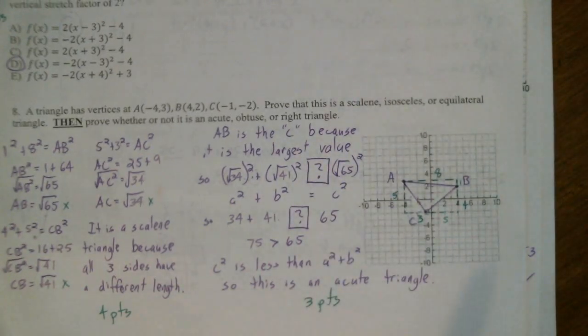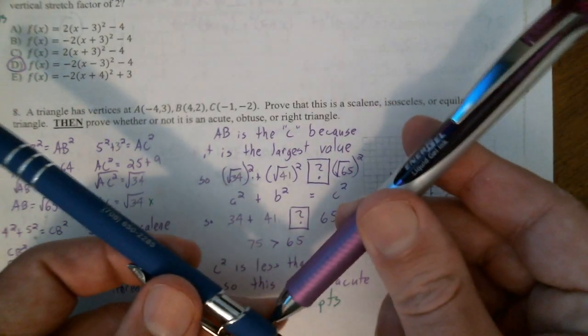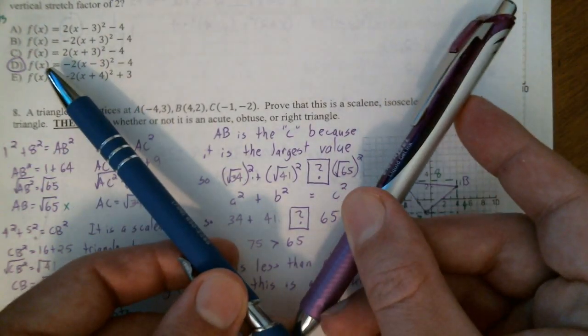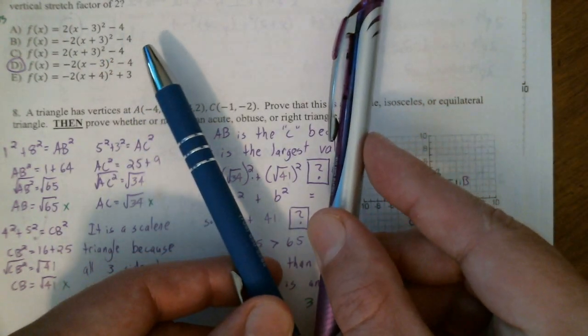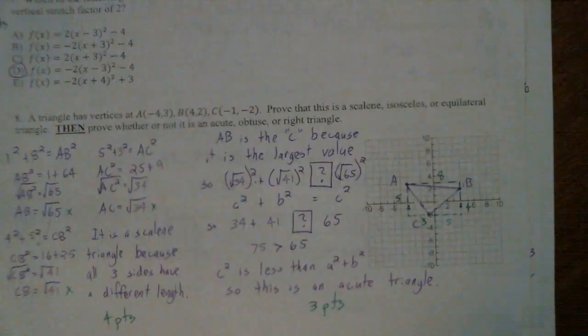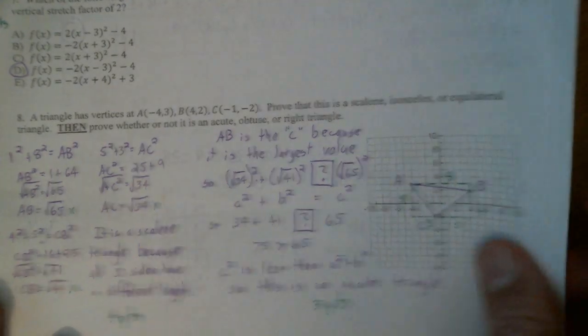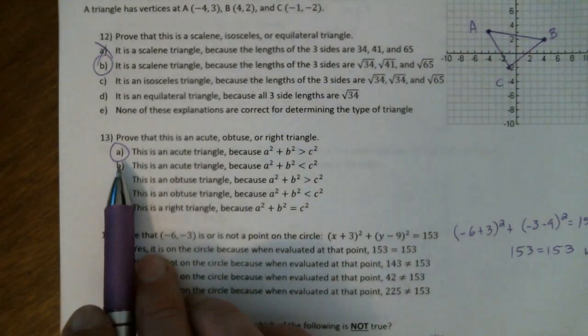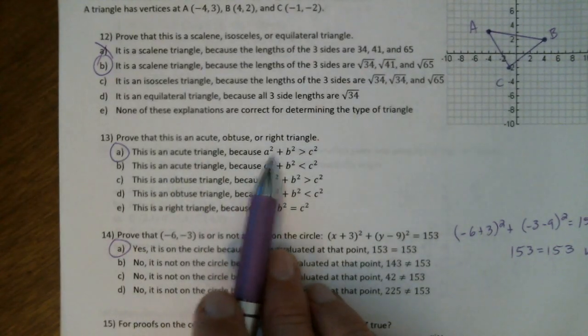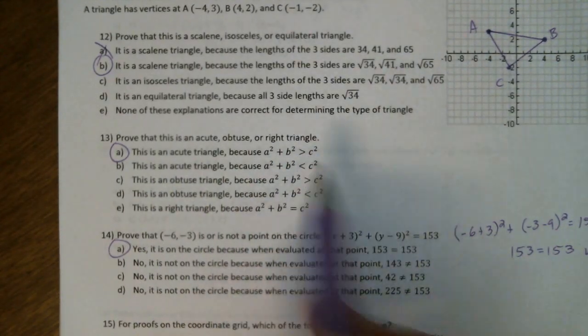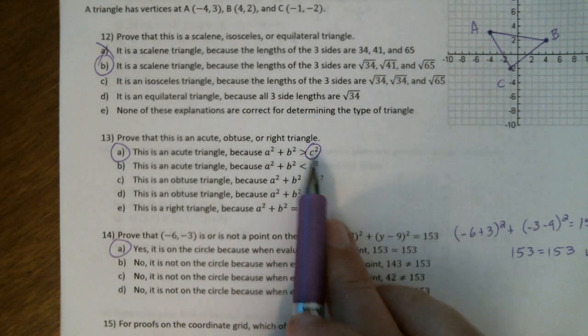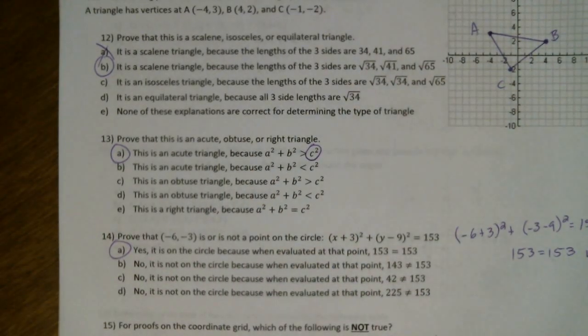So remember, you got a right triangle. If c squared is smaller than a squared plus b squared, that's got to close the gap. So that's going to make that an acute triangle. So going back to your test, the correct answer was A. It's an acute triangle because a squared plus b squared is greater than c squared. C squared is smaller. Okay, so 13 was A.